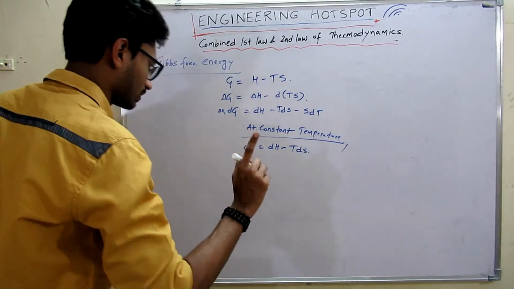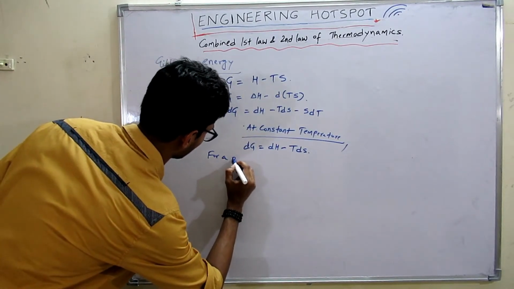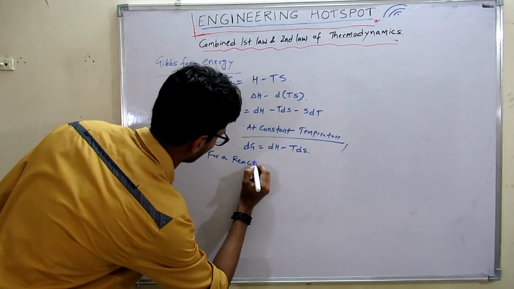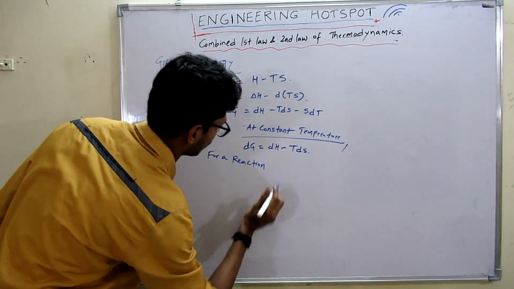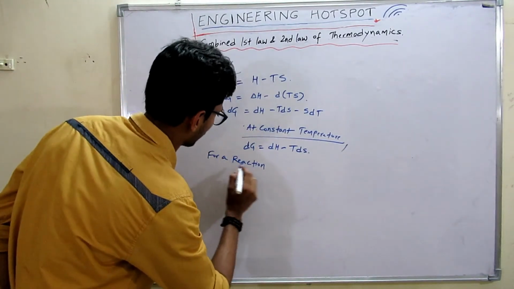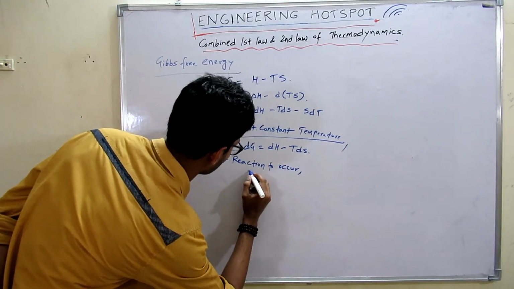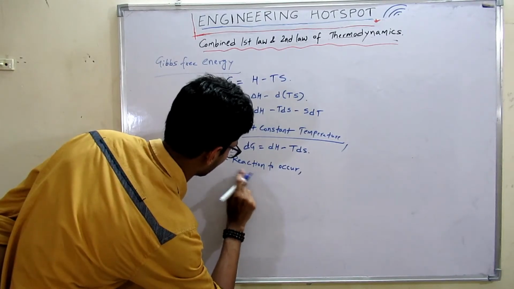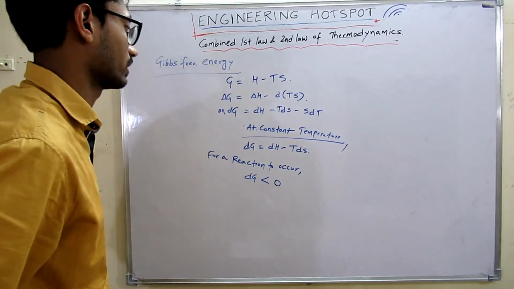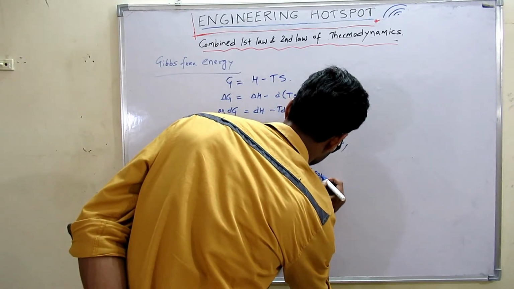Remember, for a possible reaction, or for a reaction to occur, if some reaction is going on in a chamber, delta G should always be less than 0. Remember, for a reaction to occur, it means it's a spontaneous process.